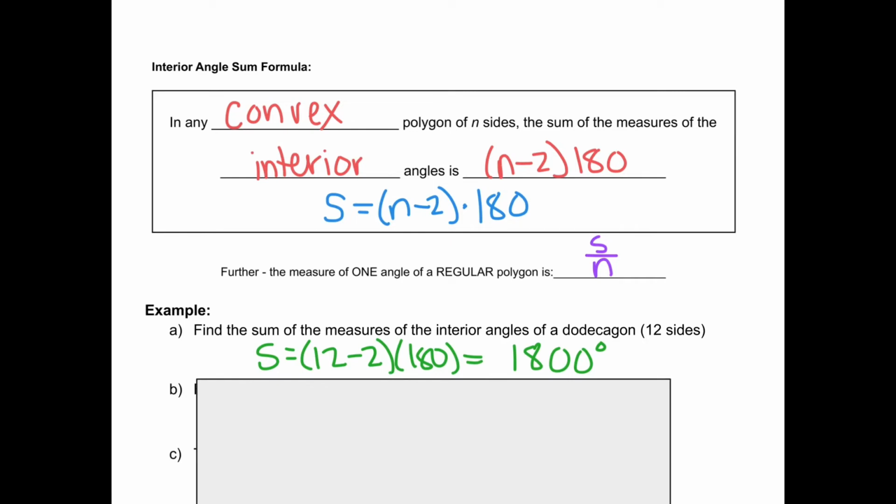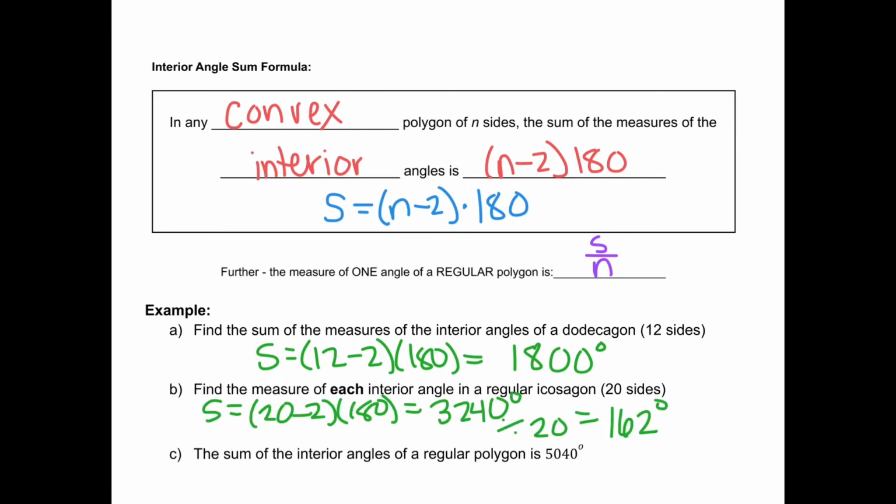Our second problem here is finding the measure of each interior angle in a regular icosagon, which is 20 sides. So we have 20 sides, subtract 2, multiply by 180. This is going to give us the total degrees inside the regular polygon here with 20 sides.